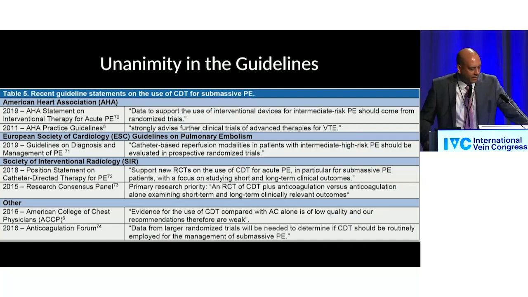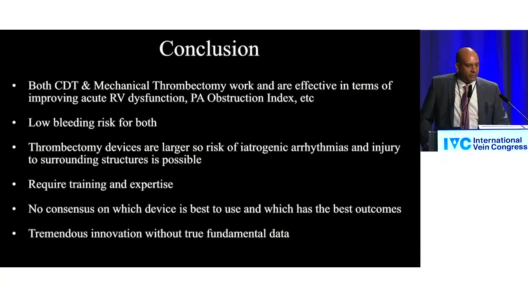If you look at the guidelines, look at all these guidelines. They all say the same thing. More data needed, more RCTs. We need an RCT, etc. Evidence supports anticoagulation alone in most cases, and so on and so forth. And this is the reason why most hospital systems have come up with a PERT team in terms of trying to make these decisions, because it's very difficult.